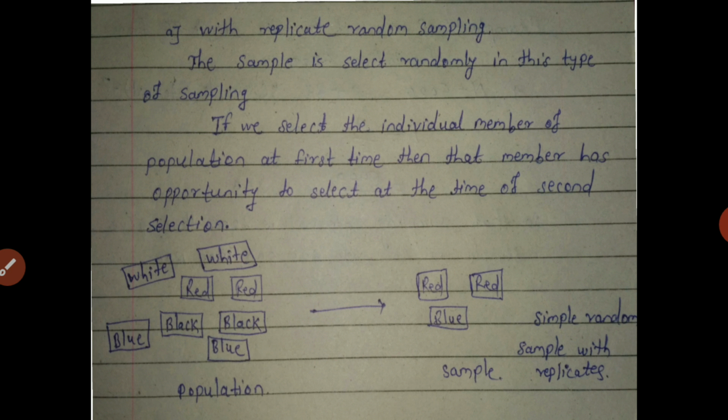When we select the sample, in the first round of selection we have a red sample, then we have a blue sample, and again a red sample. So this red one is selected twice while sampling, so it has a second opportunity to be selected again. This is a very simple type of random sampling, that is, random sampling with replacement. That's why it is called with replacement, because the sample has a chance to be selected again in the second round.